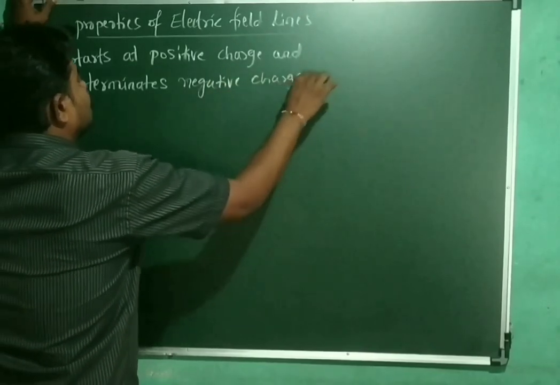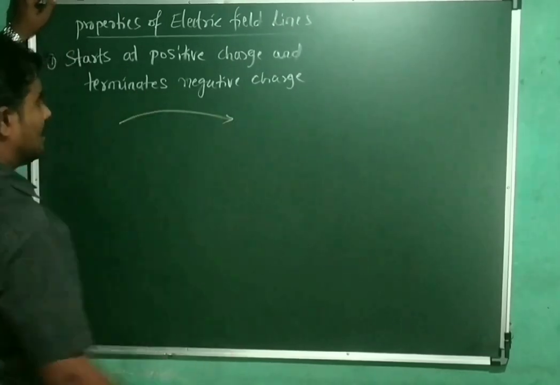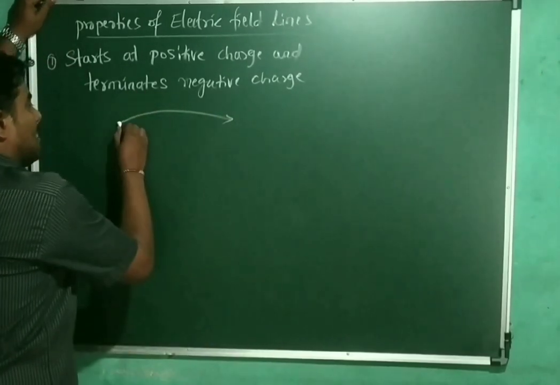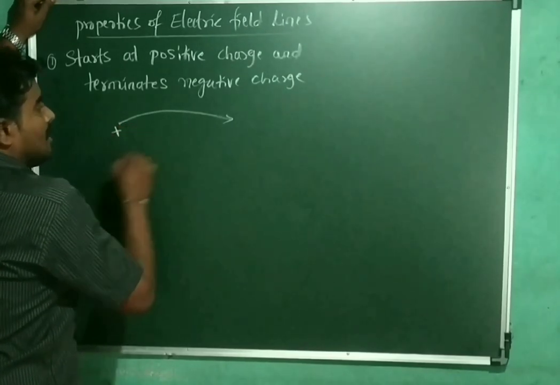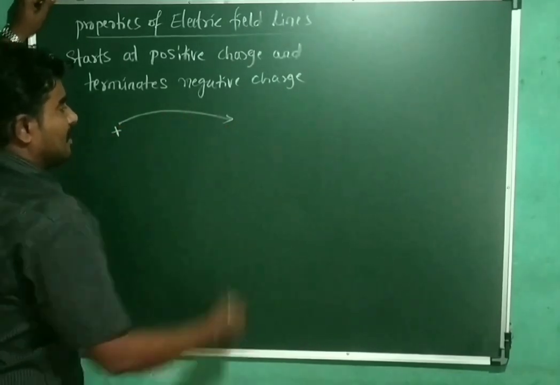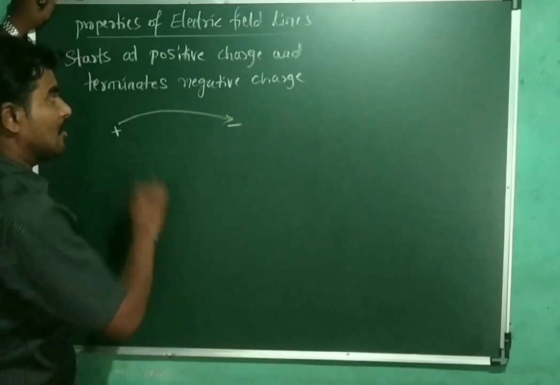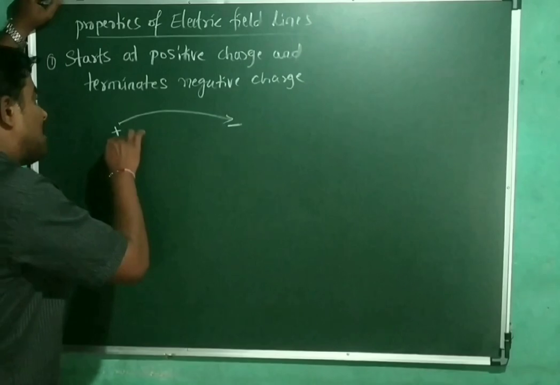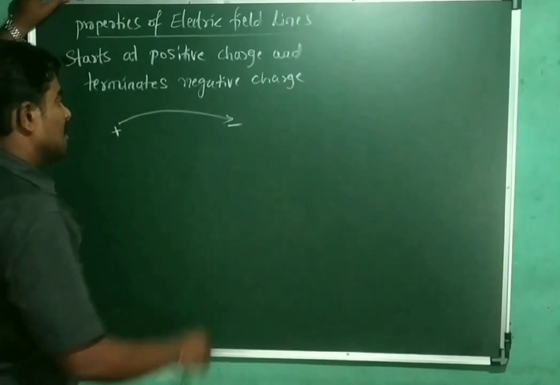For example, consider this is a line. This is an electric field line. It means at this point this line is started by a positive charge, and here the field line is terminated, therefore at this location a negative charge is located. This is the meaning of the first property. They start at positive and terminate at negative.